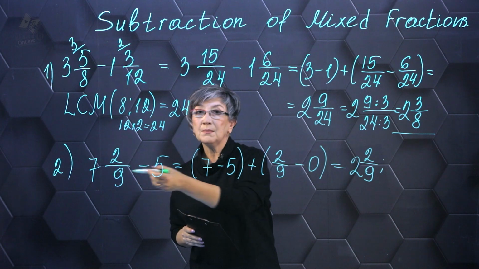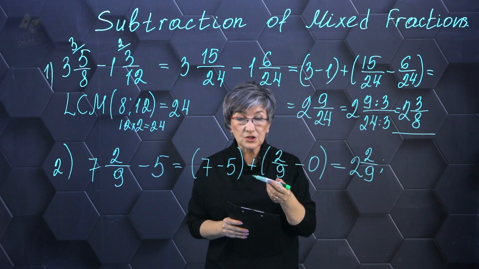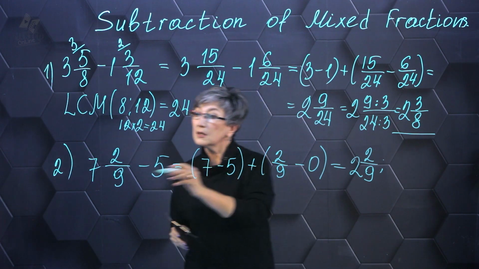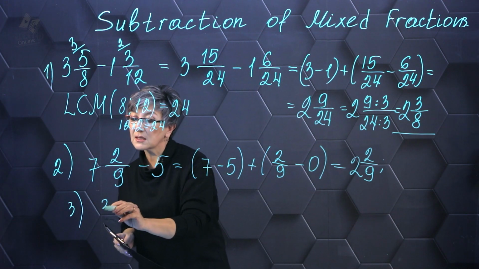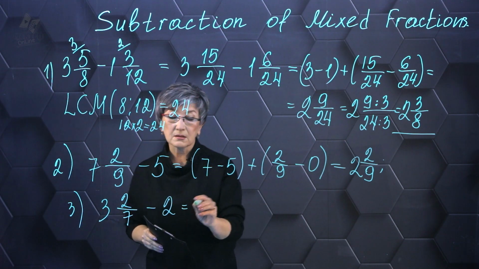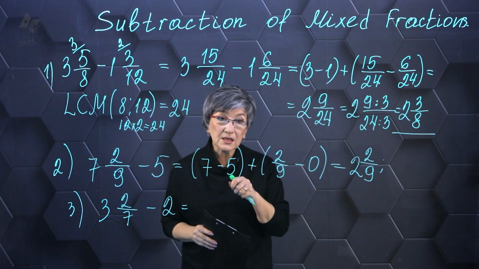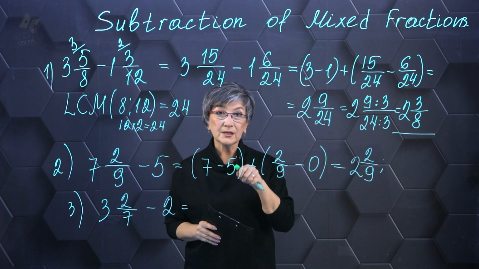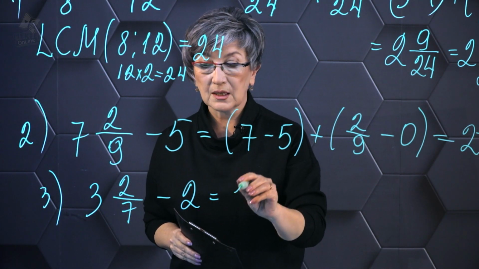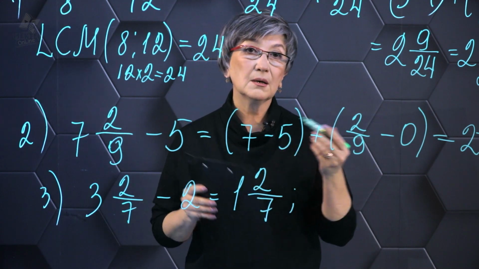So when we subtract an integer from a mixed number, we're just working with integer parts. Another example, 3 2/7 minus 2. We don't see a fractional part here, it's just a natural number. A natural number, it's a whole number. So I subtract 2 from 3, it's 1 whole number. And 2/7 I'm just adding.